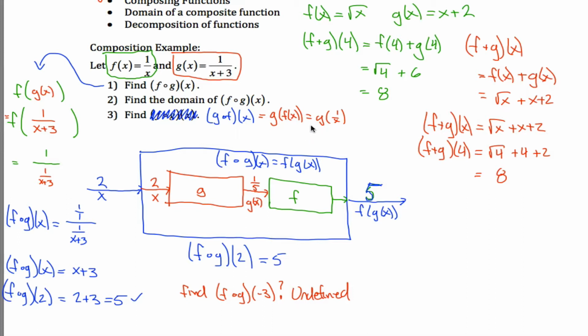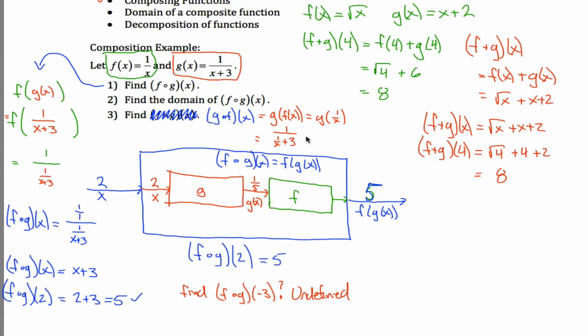So to figure out g of f of x, I take that 1 over x and put it into my g machine, which I can do because I have a rule for the g machine. g of x is 1 over x plus 3, so follow this blueprint, except everywhere you see an x, replace it with 1 over x. You'd get 1 over (1 over x) plus 3. Similar to, but not the same as what I got over here.